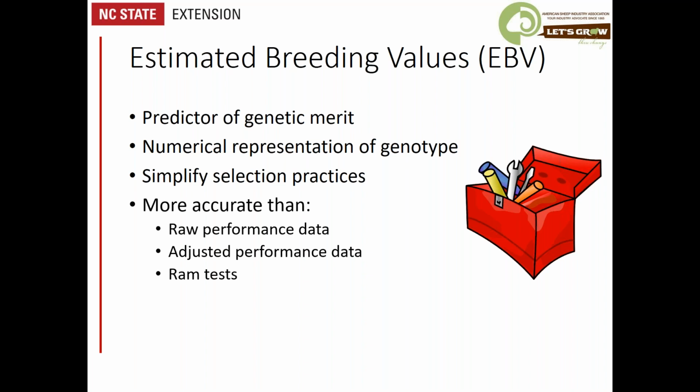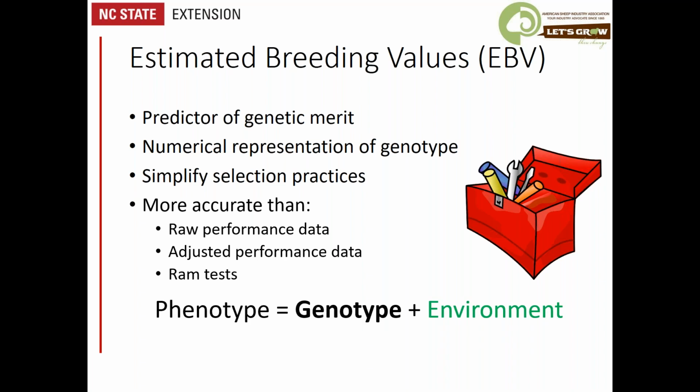And because there's so much information that's included in these breeding values, because it includes individual data, pedigree information, progeny data, genomic data, these breeding values are more accurate than our raw performance data. They're more accurate than adjusted performance records, and they're more accurate than RAM tests. And so really these are the best selection tool that we have available to us.